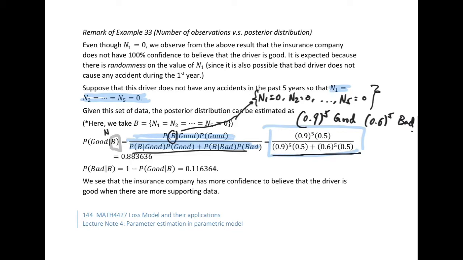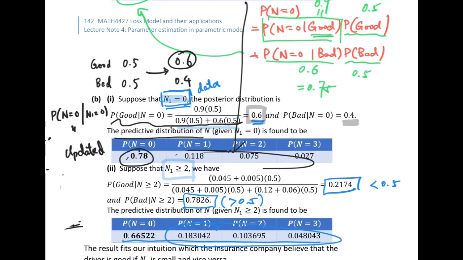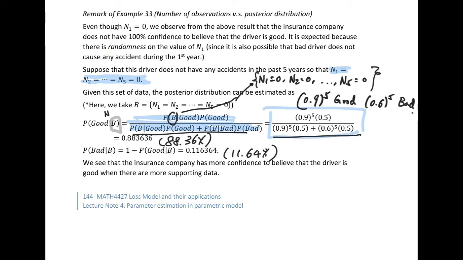After some calculation, you will find that the probability that this driver is good will now rise to 88.36%, and for a bad driver there will be only 11.64%. Compared with the case with only one data point, which is 60 and 40, now with more data that supports this driver being good, you can see the insurance company has more confidence to believe that this driver is good. So you can see this probability rose to 88%.